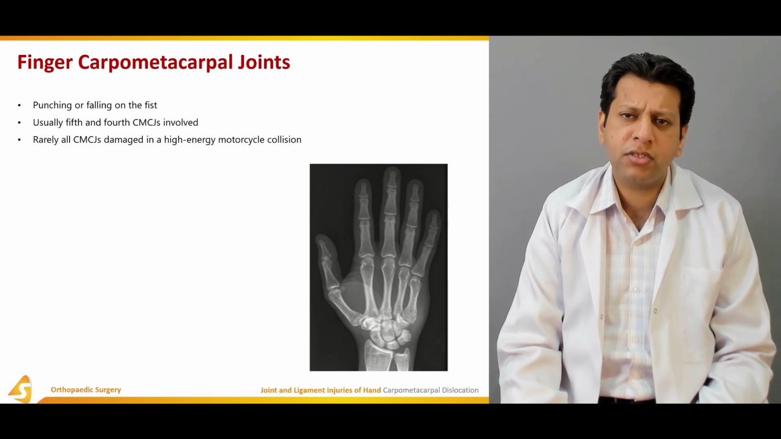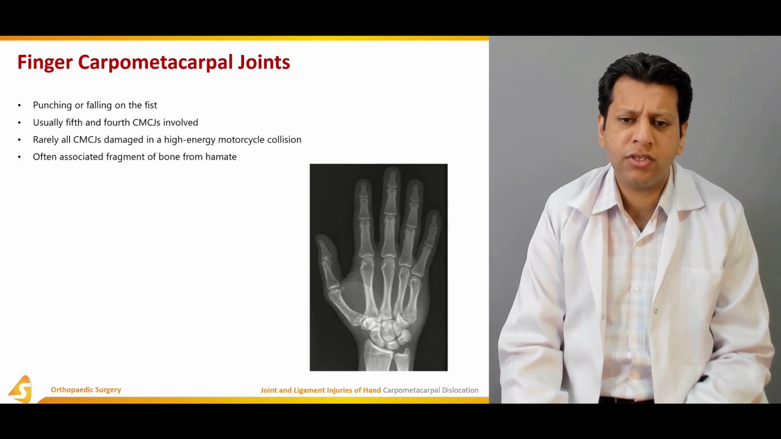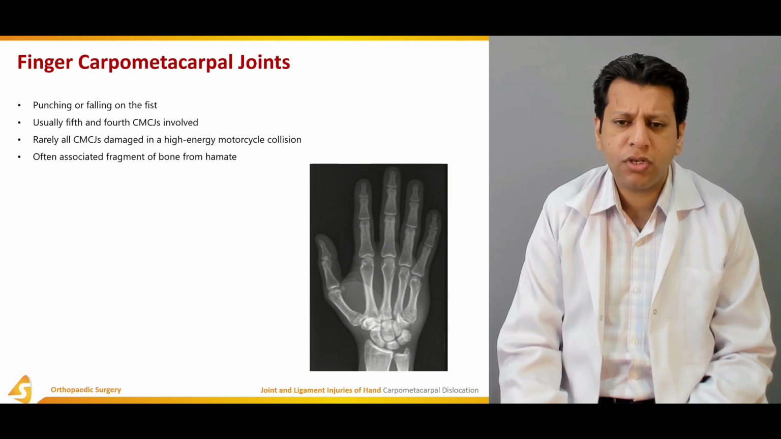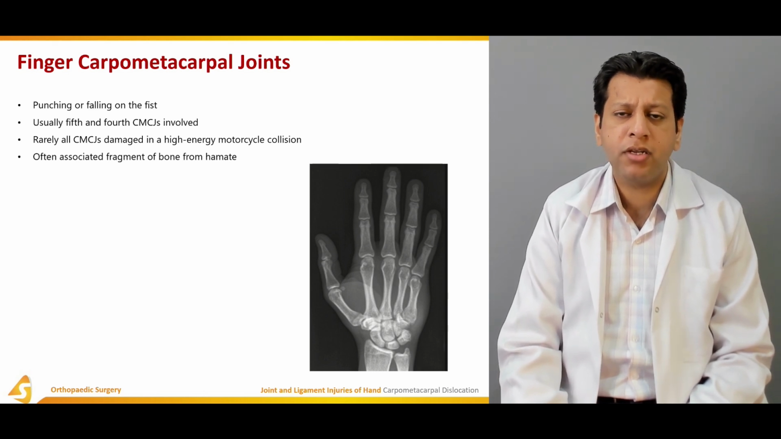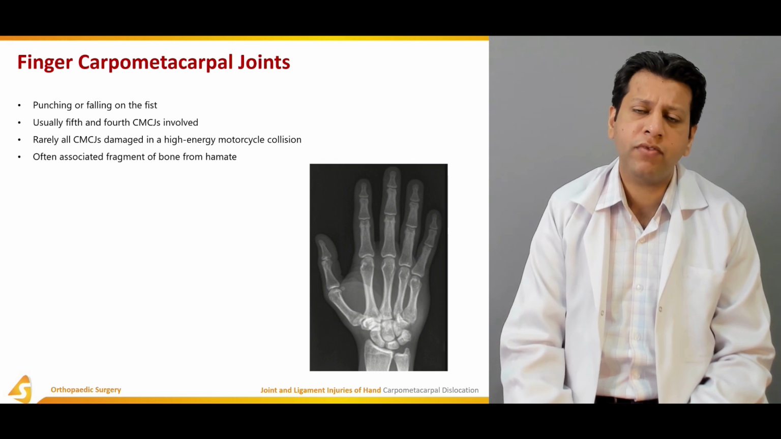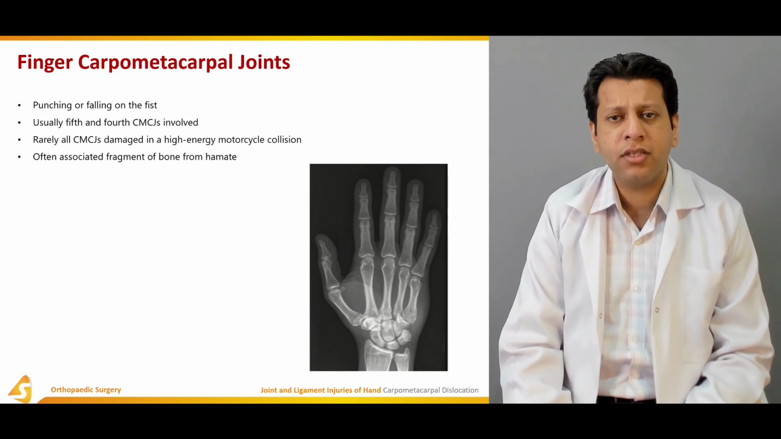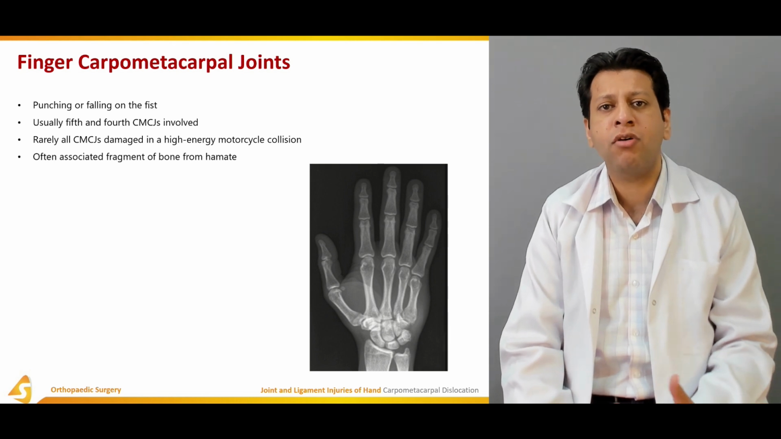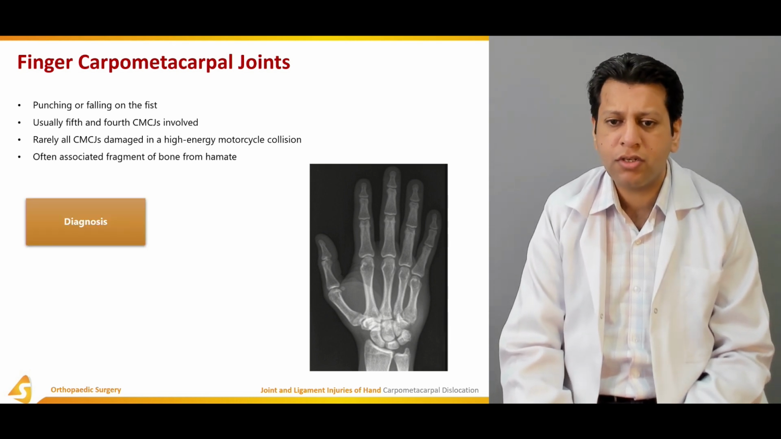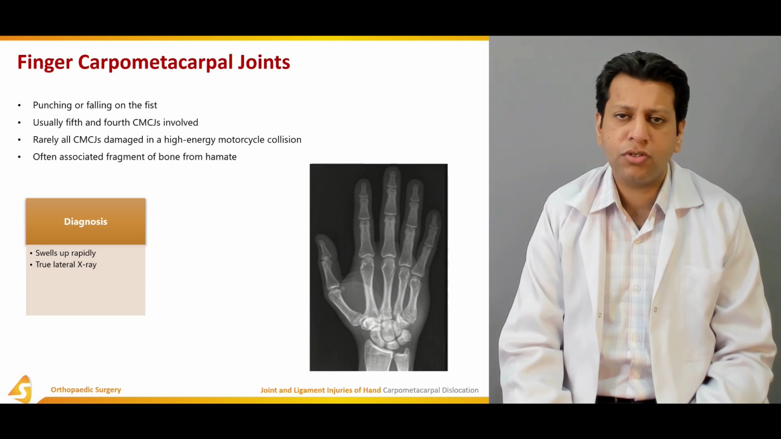Dislocation can occur, but it's very rare, usually associated with high-energy trauma and often associated with a fragment of bone from the hamate. When there's a fall on this kind of punch fracture or a fall on an outstretched hand, this can lead to a hook of hamate fracture along with an associated fracture dislocation. And the diagnosis is usually very clear.